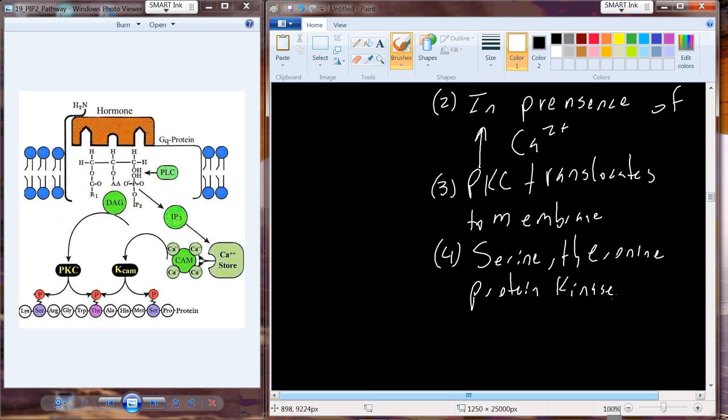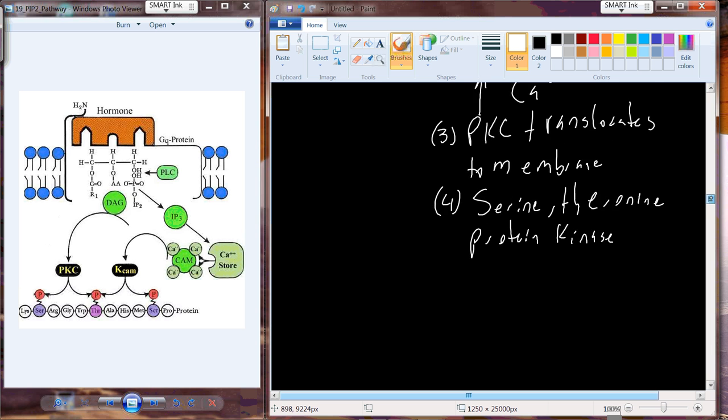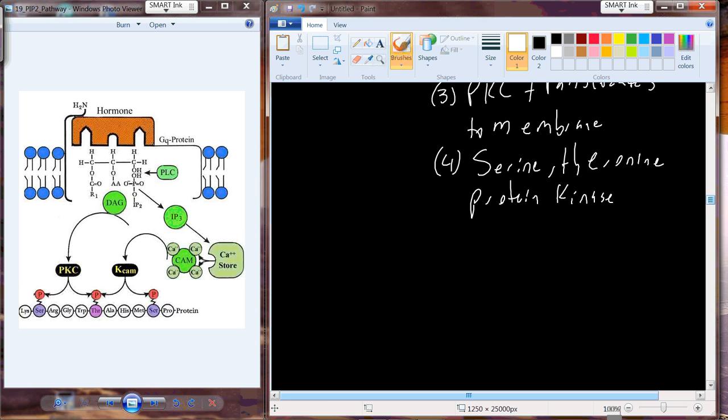Is this all kind of making sense? Calcium levels go up, PKC goes up to the membrane, interacts with DAG, gets activated. It's now got the serine threonine protein kinase activity. Wherever you have serines and threonines in other proteins, those amino acids now can be phosphorylated, changing the activity of those proteins. Now, one protein in particular that's going to be affected by this is a protein called calmodulin. And as you can see, just from its name, it's going to be involved in the modulation of calcium.